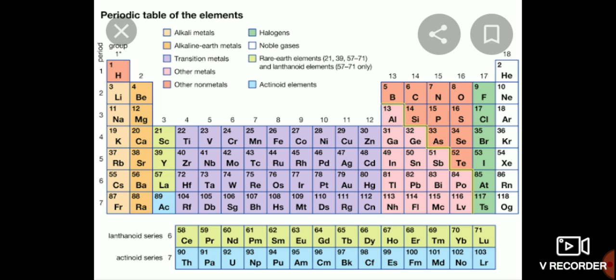The next topic is the position of hydrogen in the periodic table. Which one is the first element in the periodic table? Yes, hydrogen is the first element, with atomic number 1. Hydrogen is the lightest and smallest element in the periodic table.